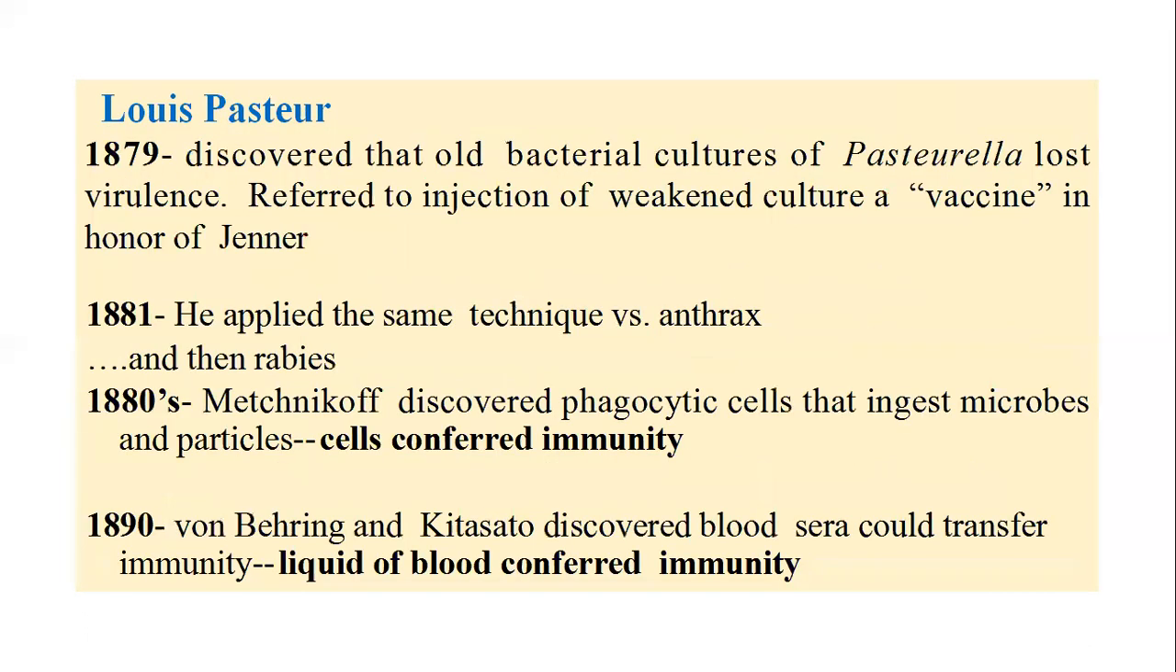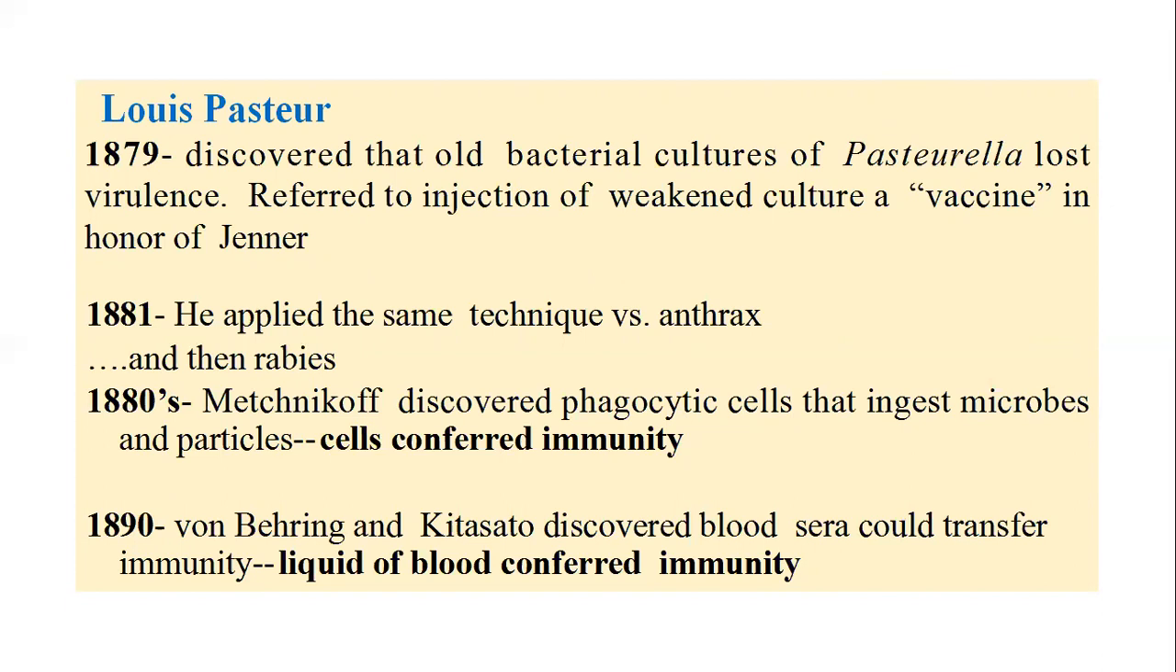Next, Louis Pasteur, a pioneer, did pioneering work against plague, and referred to the injection of a culture as vaccine in honor of Jenner. And he applied the same technique for anthrax, using Bacillus anthracis, and also for rabies. These are his novel works.